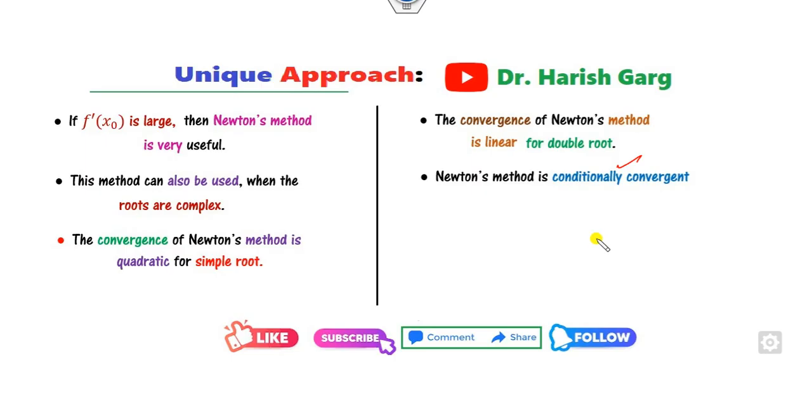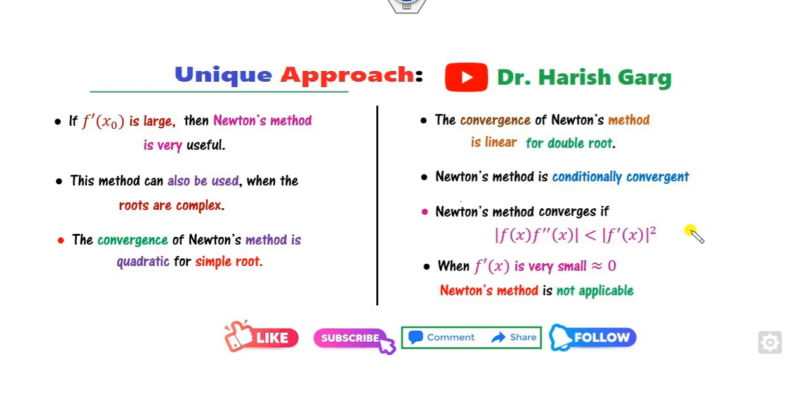As I told you, the Newton method is conditionally convergent. Whenever this condition holds, then only it converges. And finally, when the first derivative is a very, very small number or approximately 0, then the Newton method is not applicable.